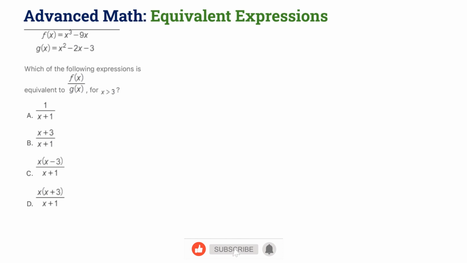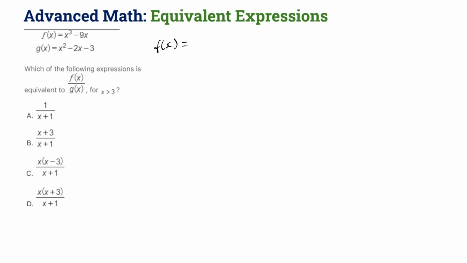Our next problem deals with equivalent expressions in the advanced math portion. We're given two functions here, f of x and g of x, and we have to find which of the following expressions is equivalent to f of x over g of x for x greater than 3. Okay, so let's look at this.